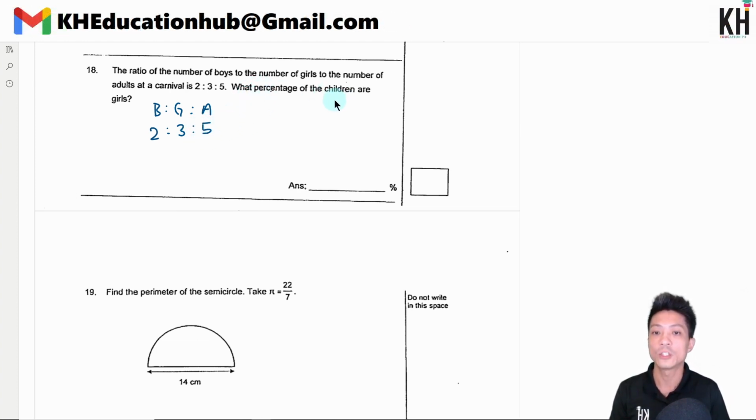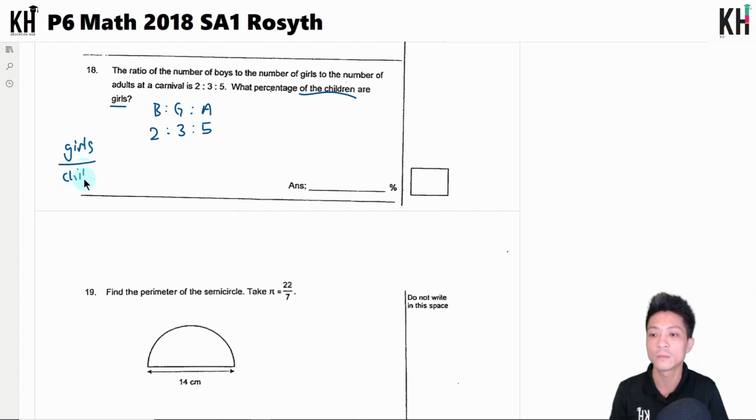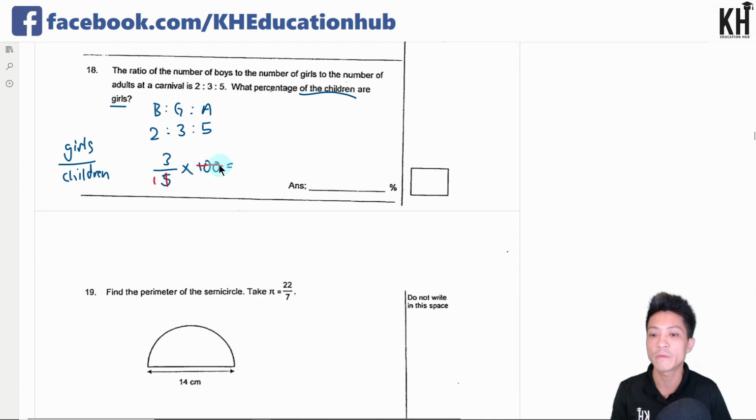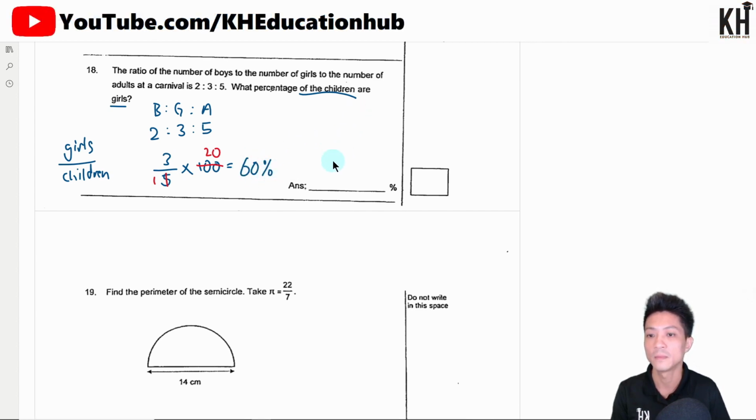Okay, what percentage of the children are girls? That means they want you to find girls over children. Girls will be 3 units, total will be 5 units, right? So if you want to find the percentage, you just use 3/5 times 100. Do your reducing, divided by 5, divided by 5. 20 times 3 will give you 60%. So the answer is 60%.